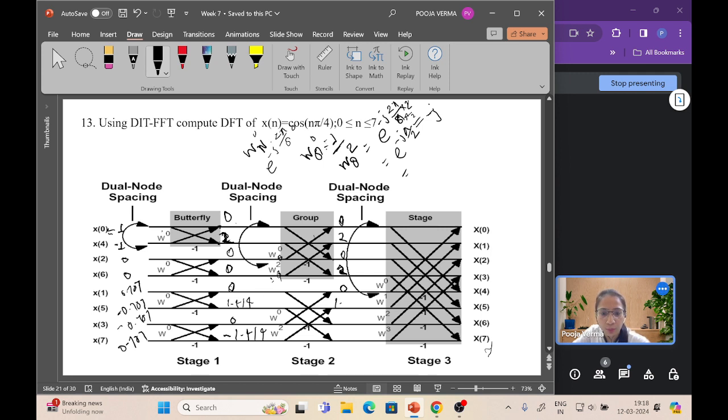So 1.414 plus J 1.414, right? It will come. Now here in this third row, in the second stage, 0 plus J 1.414. So J 1.414 it will come. Okay, and in this, it is coming minus J. So minus J and minus 1.414. Then it is multiplied by minus 1. So it will come 1.414 minus J 1.414, right? But here 0 and 0, it will be 0 only, because anything multiplied by 0 will be 0 only.